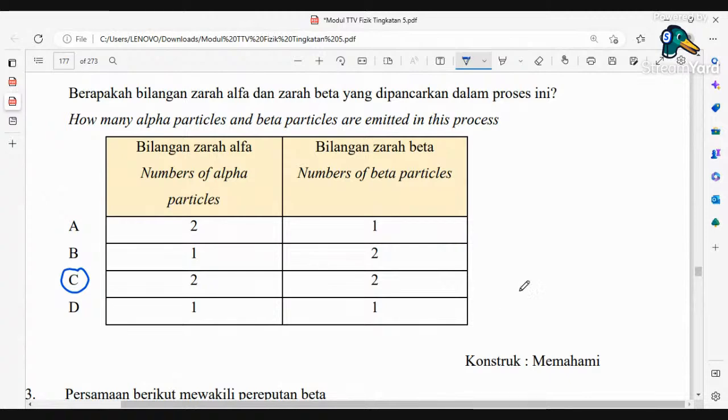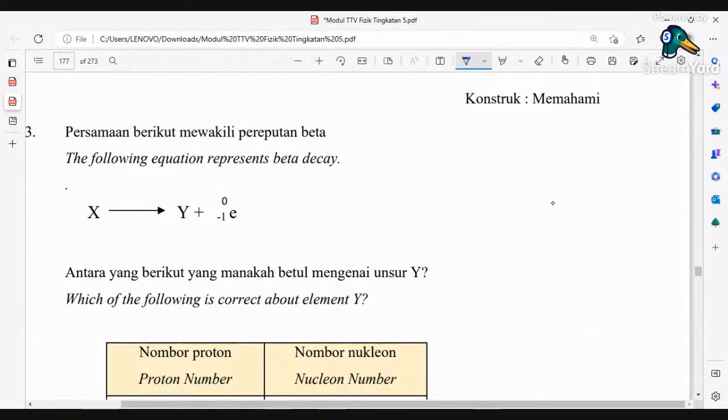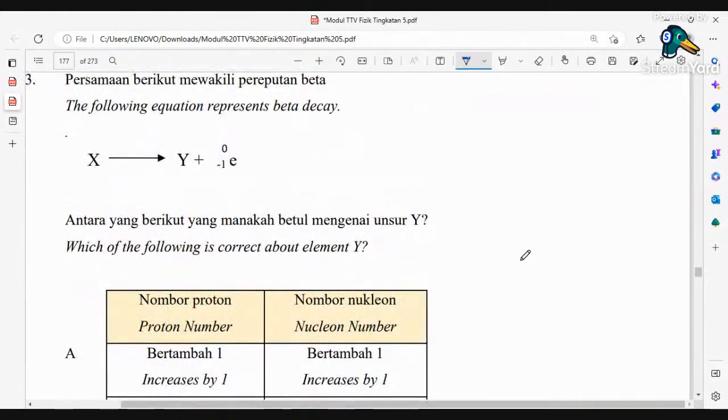C. Okay. Number 3, the following represents beta decay. It emits an electron, so we call it beta decay, 1 electron. So which of the following is correct about element Y? We look at the nuclear number 0, and then here is negative 1.